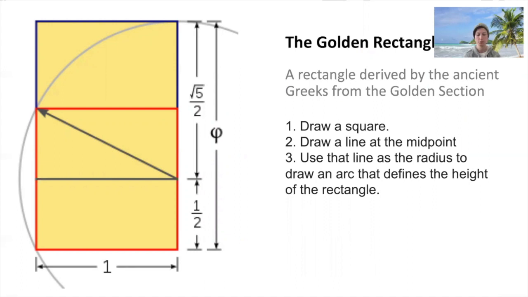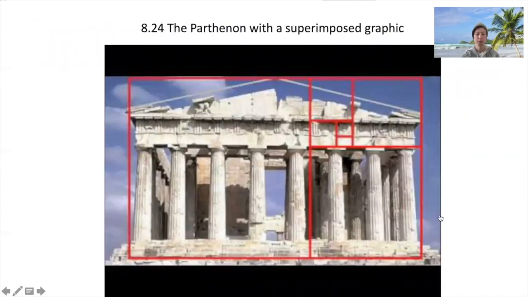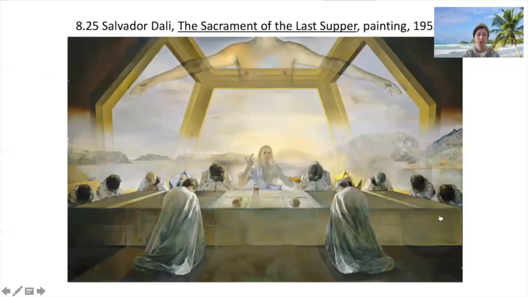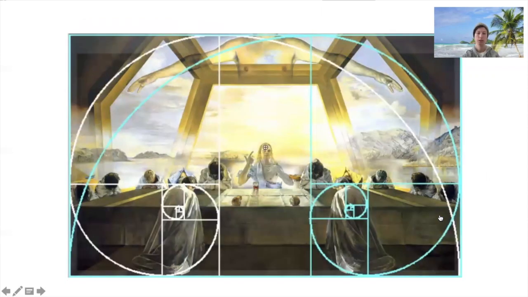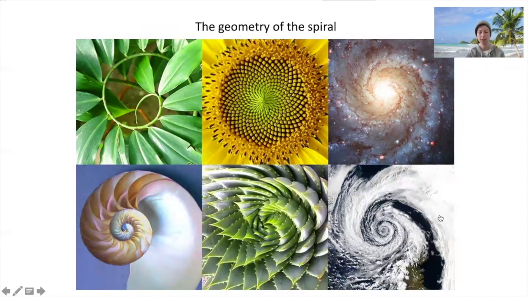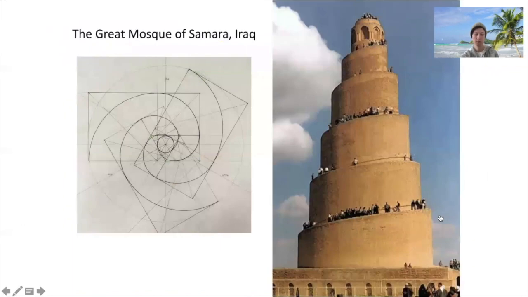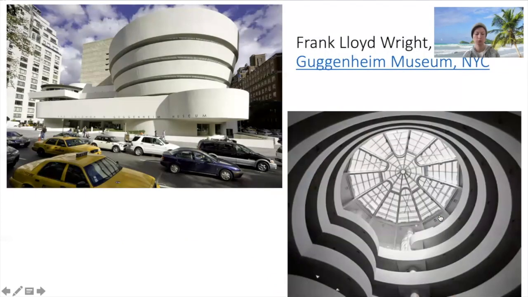You can create a rectangle with the most pleasing proportions by adhering to the golden section and following the directions written down here. And some scholars believe that this has determined some of the most famous works of ancient Greece, such as the Parthenon, or even more recent works like this painting by Salvador Dali, which we can break down into two interconnected golden rectangles. This ratio and the spiral have connections to what we see in nature as well, and has formed the basis for some monumental man-made structures, such as the Great Mosque of Samarra in Iraq. Even Frank Lloyd Wright's Guggenheim Museum in New York was influenced by this form as well.